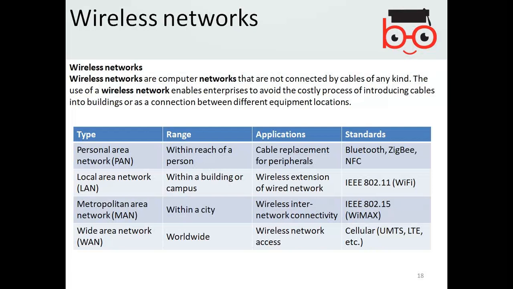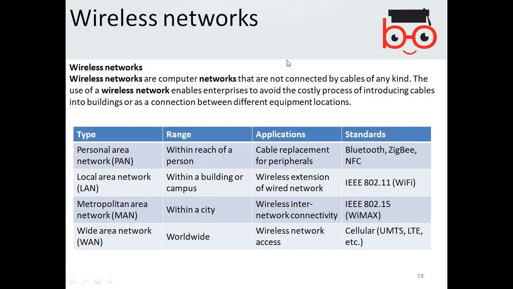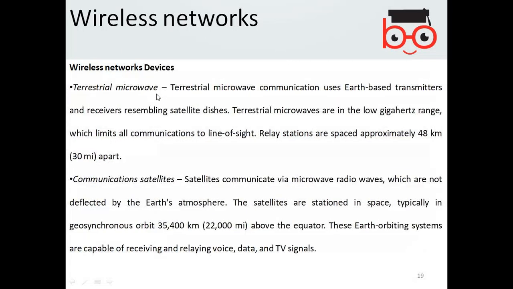Then the wireless wide area network, which is a worldwide wireless network access, and they can use cellular and other protocols. UMTS, LTE, these are the cellular protocols. So the wireless networks have a variety of ranges, applications and standards. Wireless network devices work on different kinds of waves.